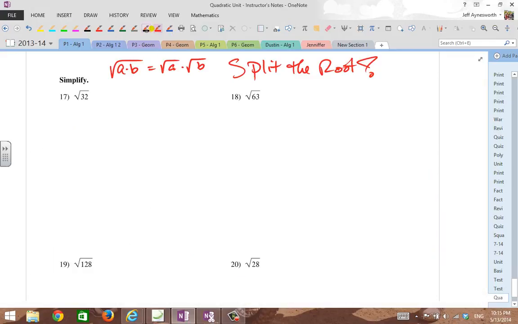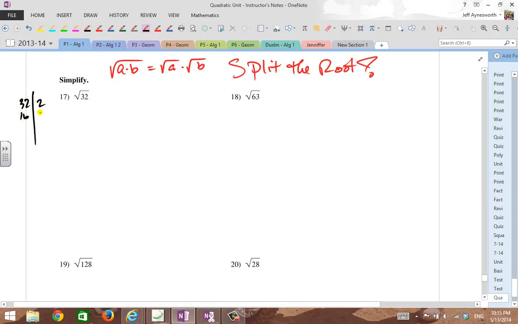Now we know that, and I just did this, that 32 divided by 2 is 16, divided by 2 is 8, divided by 2 is 4, divided by 2 is 2, divided by 2 is 1. I see a square here and a square here and a bigger square here. So my factors are 16 and 2. So square root them both. All right, and you get 4 rad 2.